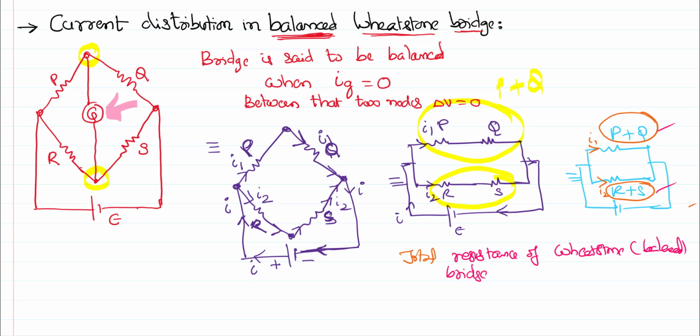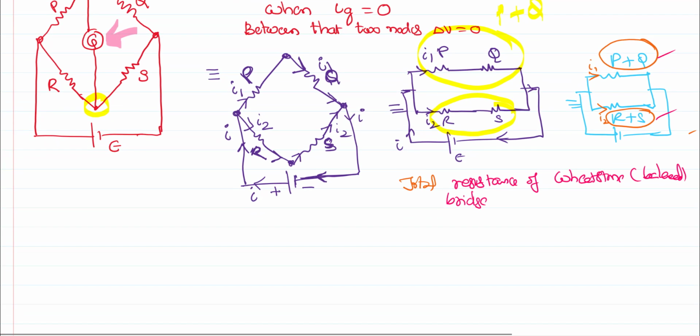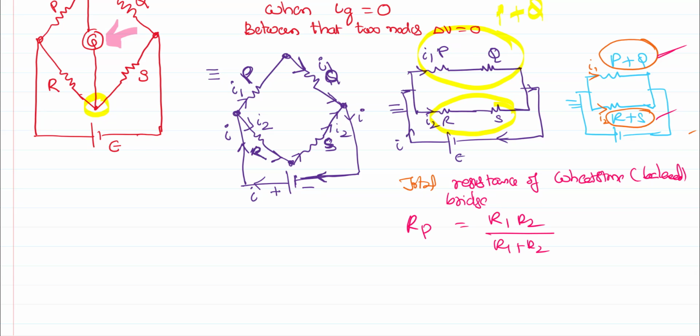You remember the formula for two resistors in parallel? R parallel equals R1 R2 by R1 plus R2. This is R1, this is R2. So that is equal to (P plus Q) into (R plus S) by (P plus Q plus R plus S). That is the equivalent resistance of the entire Wheatstone bridge.